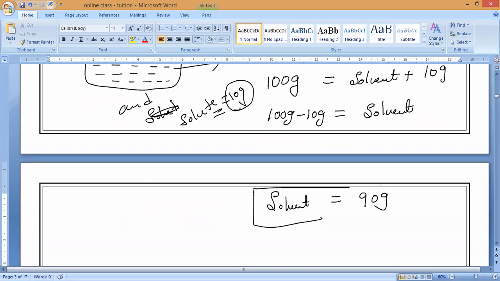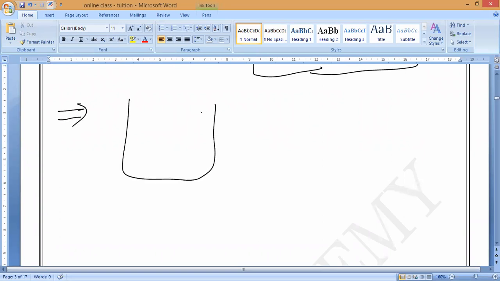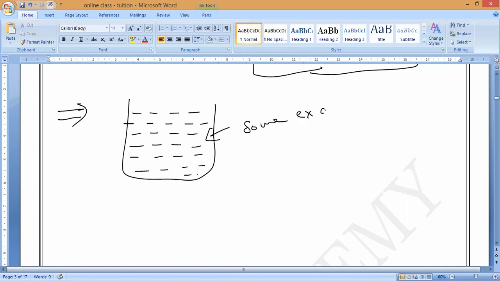Do you understand? Once again, try to understand very carefully. Let me take an example. Darun took some amount of water. He doesn't know how much it is. Some X amount of water he has taken. We don't know how much.